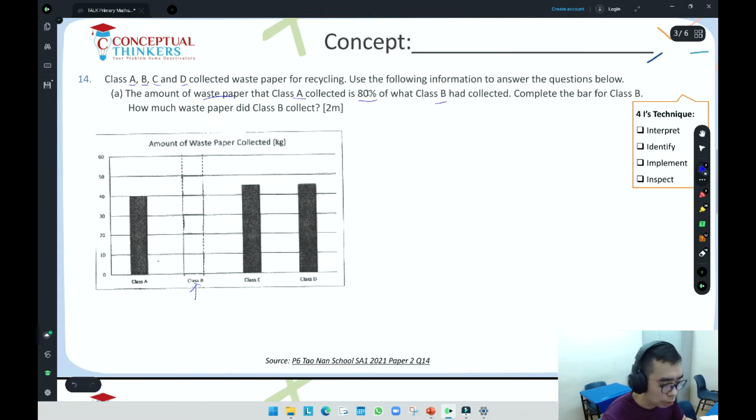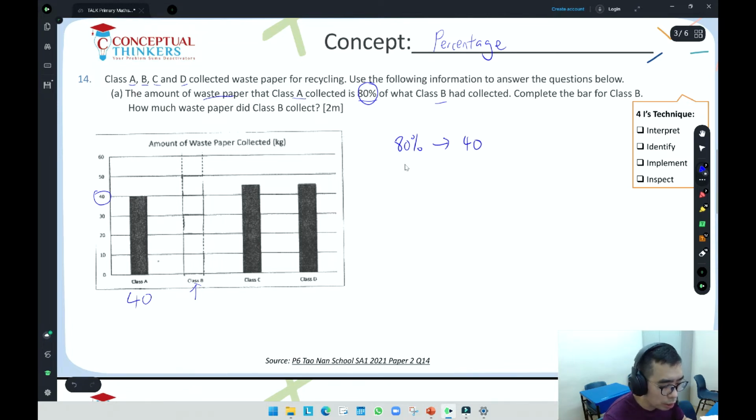Based on the question, we identify that the concept we are talking about for part A will be percentage. So how to calculate the amount of waste paper that class B collected? We have the information here. We know that 80% of class B will be equal to class A. By reading the graph here, class A will be under this line, so we know it will be 40 for class A. So we can say that 80% is equivalent to 40.